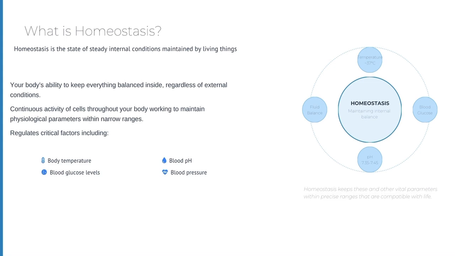What is homeostasis? It's the state of steady internal conditions maintained by living things. Your body's ability to keep everything balanced inside regardless of external conditions. Continuous activity of cells throughout your body working to maintain physiological parameters within narrow ranges. It regulates crucial factors including body temperature, blood glucose levels, blood pH, and blood pressure.